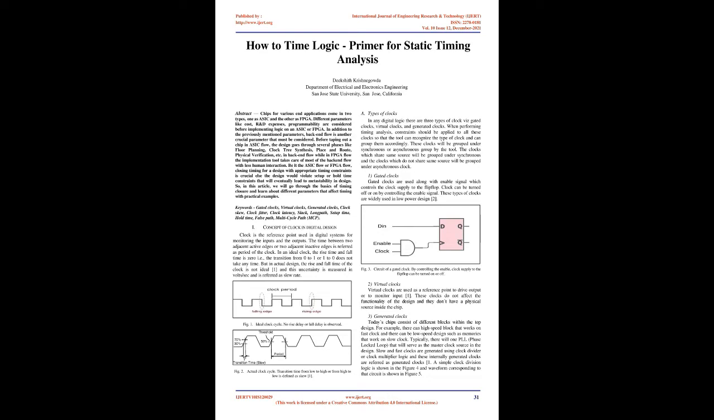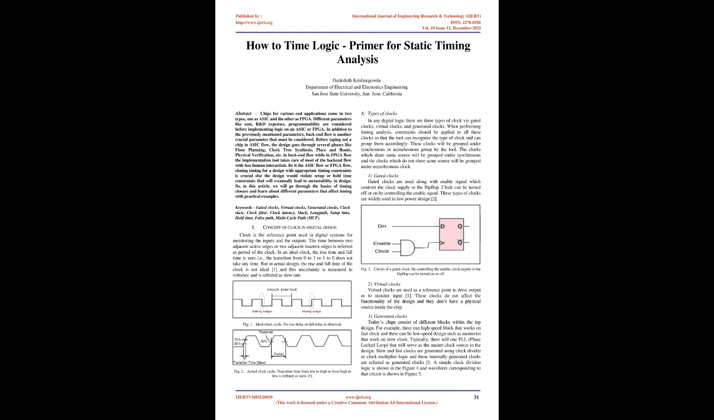3. Generated clocks. Today's chips consist of different blocks within the top design. For example, there can be a high-speed block that works on fast clock, and there can be low-speed design such as memories that work on slow clock. Typically, there will be one PLL, phase-locked loop, that will serve as the master clock source in the design. Slow and fast clocks are generated using clock divider or clock multiplier logic, and these internally generated clocks are referred as generated clocks. A simple clock division logic is shown in figure 4 and waveform corresponding to that circuit is shown in figure 5.